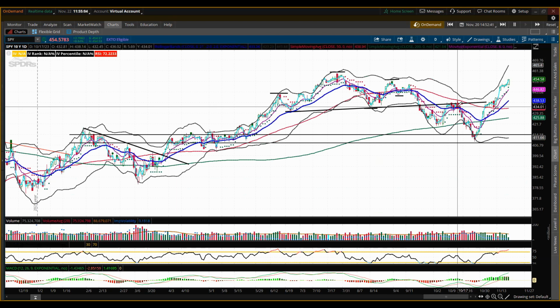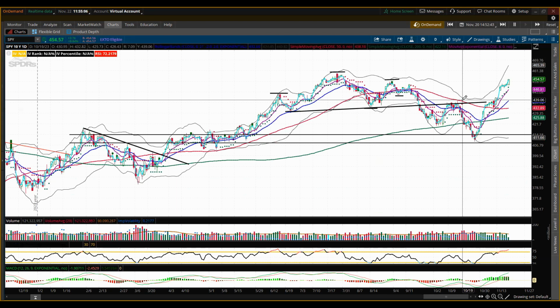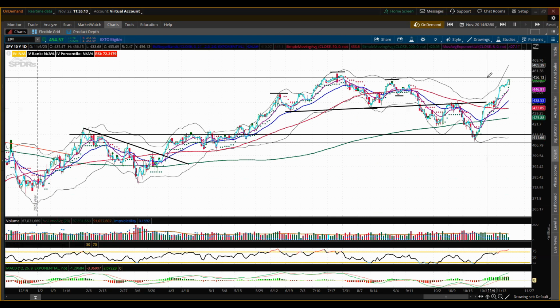Really, you could put it anywhere above the neckline, but I would put it above the wick. So around 438.85 is where you would put your stop, in case the stock turns around and rallies and the pattern doesn't continue. All right, so now you're in the trade.